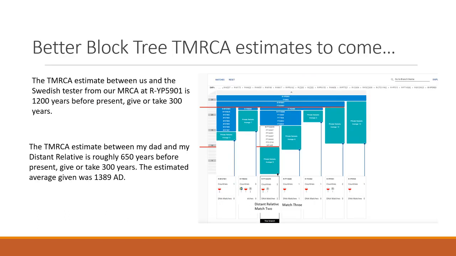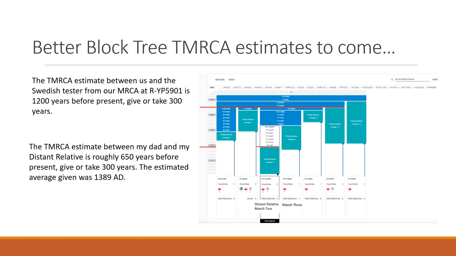This is a work in progress, but one thing we are planning to do in the future is to add the time to most recent common ancestor and/or SNP age estimates to the block tree itself to make it more convenient, and that way you don't have to pull out a calculator every time you want to do a time to most recent common ancestor estimate.